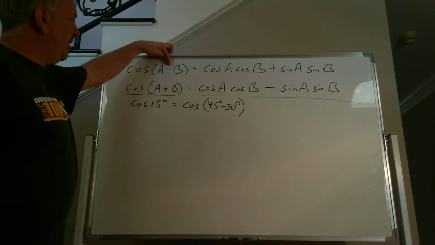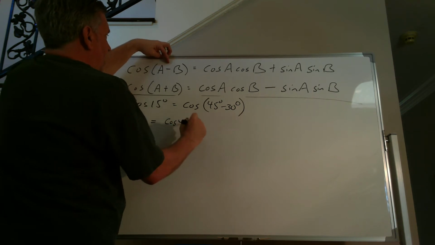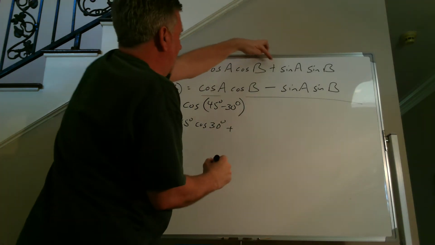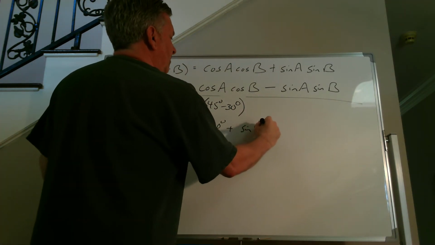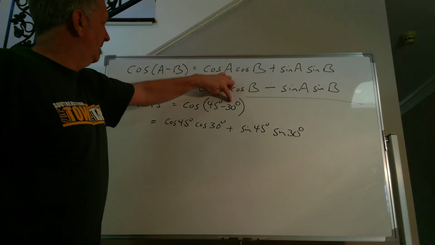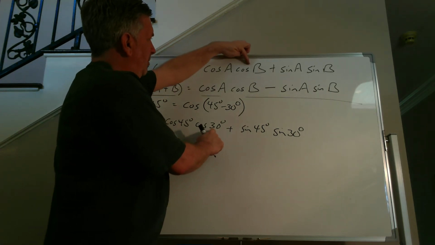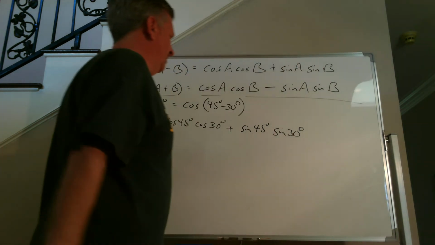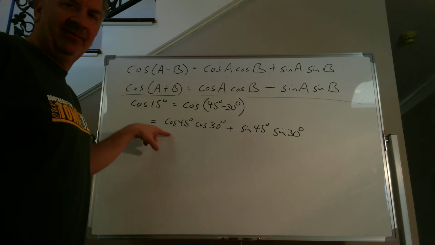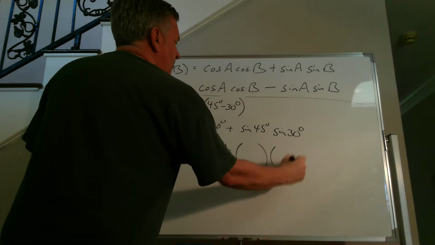And now let me apply the top formula here. So this is cosine of 45, cosine of 30 degrees, plus sine of 45 degrees, sine of 30 degrees. So this is my A and this is my B. Cosine of A minus B is cosine A, cosine B, plus sine A, sine B. Notice cosine of 15 is now written in terms of four expressions I can figure out. We know how to do those. So there are four things to find here.